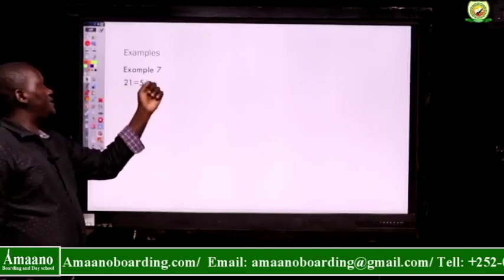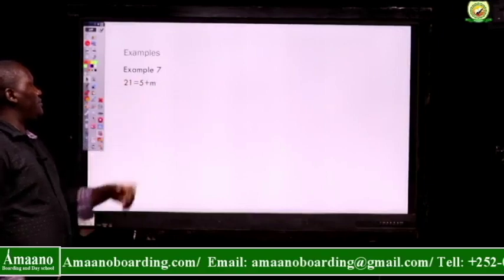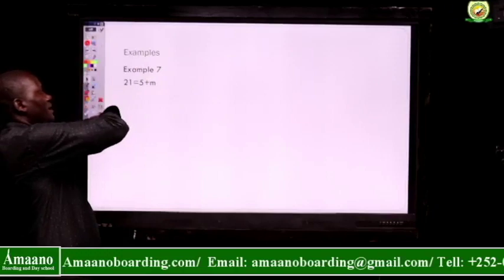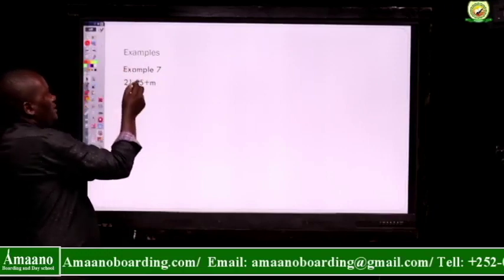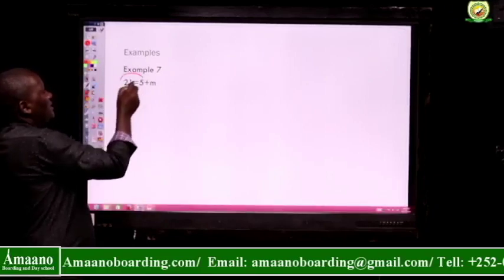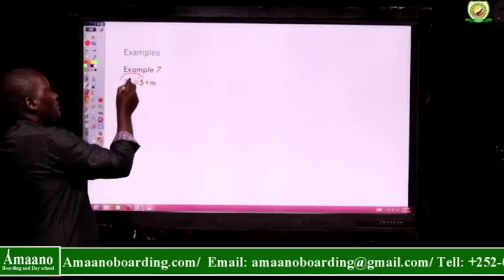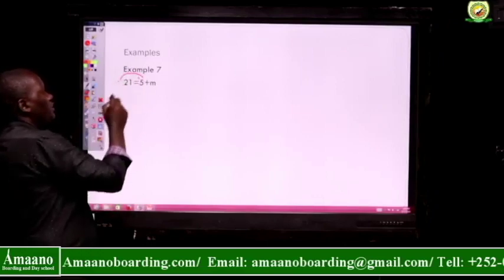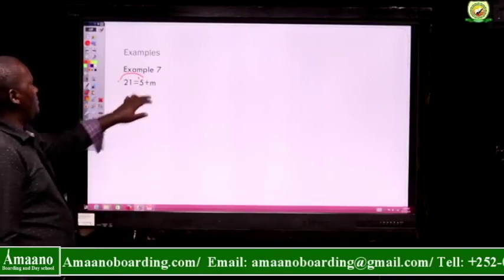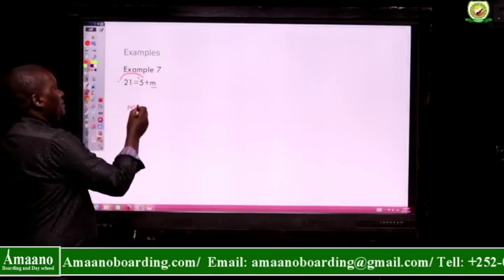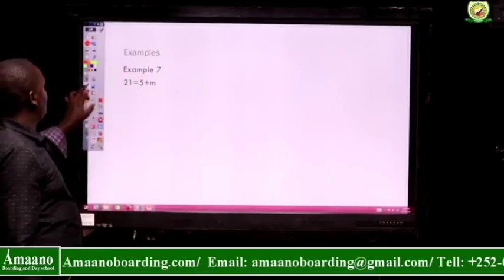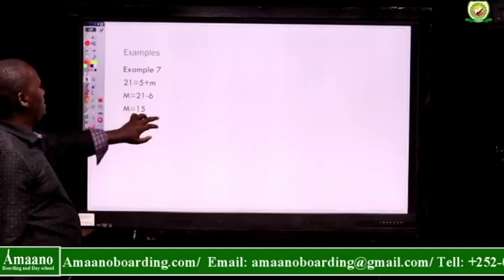21 equals 5 plus m. How do we find the value of m? This 5, I'll bring it to the other side, because it's the same like term as the 21. Then this 5 will come to this side, and it will be negative, because here it's a positive. 21 minus 5 equals 16. Then we shall have m equals 16.